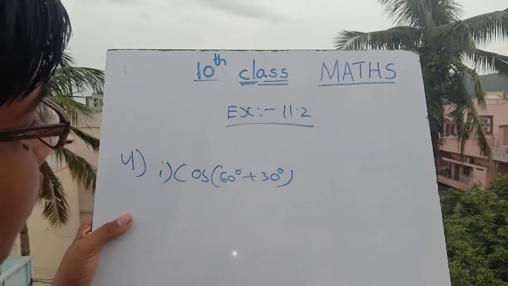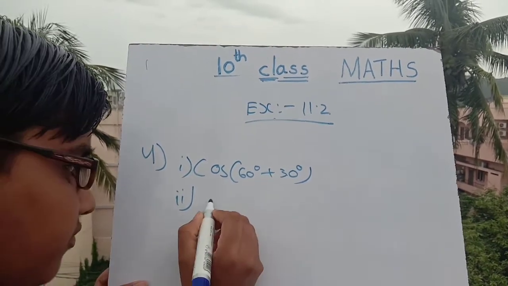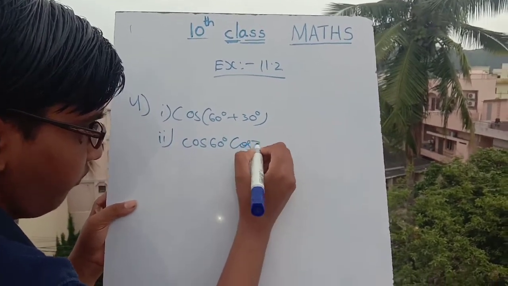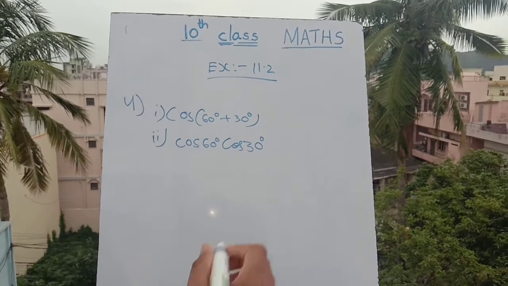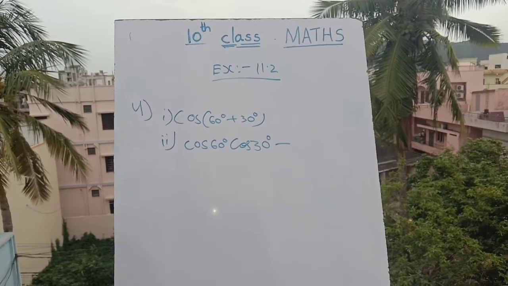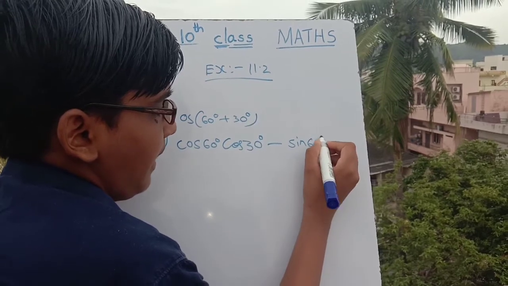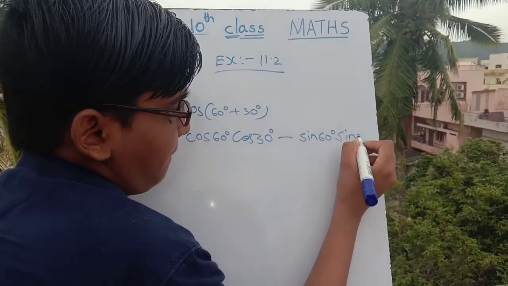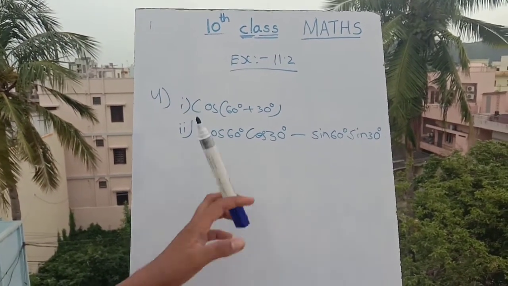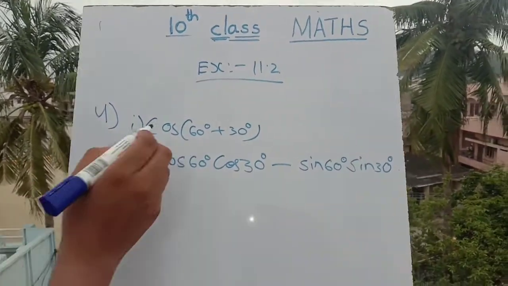This is the first bit, and the second bit is cos 60 cos 30 minus sin 60 sin 30. Okay, so like yesterday, today we have to find the values of these. In this sum also, we are going to get a formula from these. So first we need to simplify this.